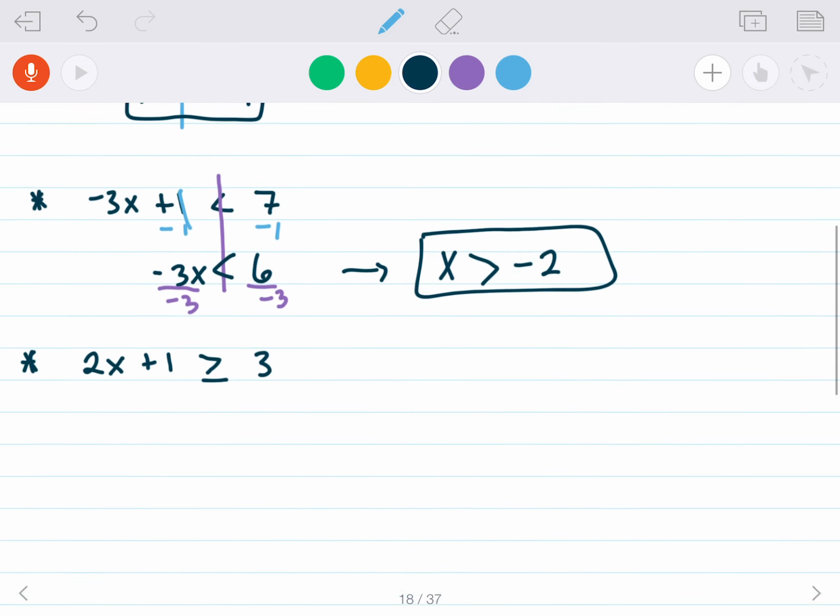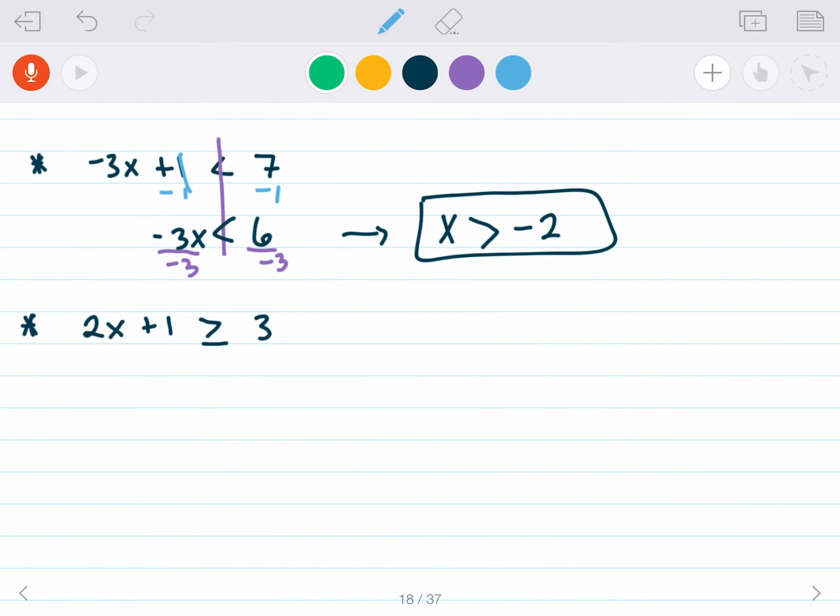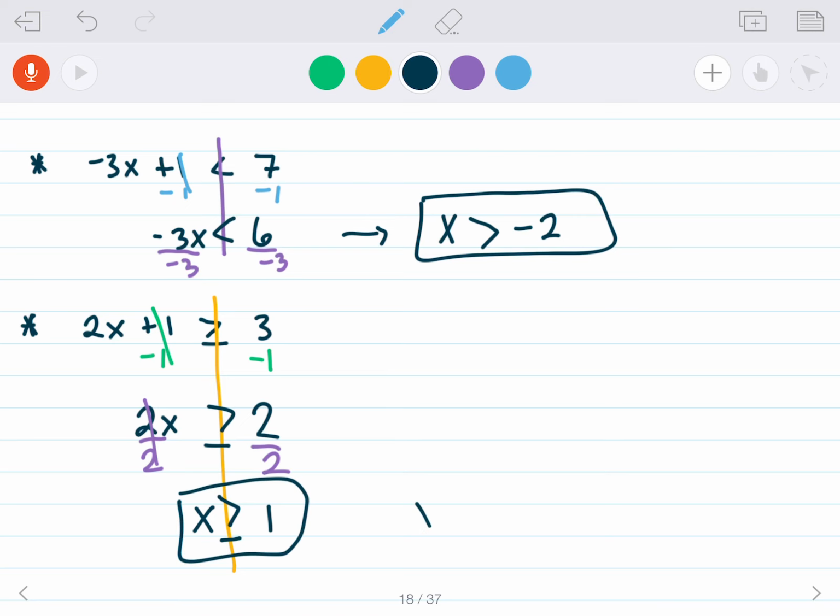Okay. All right, next one we have 2x plus 1 is greater than 3. Let's go ahead and subtract 1 from both sides. I don't need to flip anything because I'm adding or subtracting. I'm not multiplying or dividing yet. I get 2x is bigger than or equal to 2. Now I need to divide both sides by 2. And I'm not dividing by a negative, so I don't need to flip anything. It just stays in the same direction throughout. And my solution is x is bigger than or equal to 1.